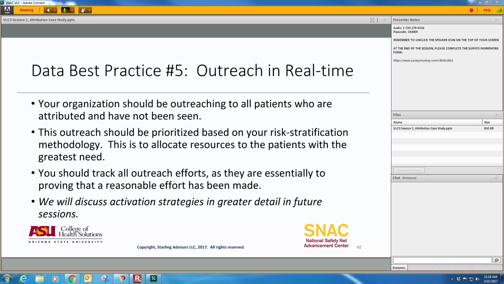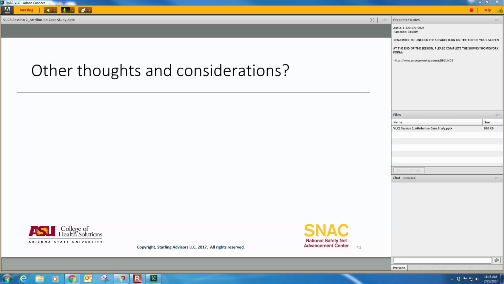needs. You need to track those outreach efforts as they are essential to proving that a reasonable effort has been made. Many times, the only way you can actually get a patient removed from your list is if you demonstrate that you've made various attempts to get them into your practice. But this wasn't meant to be a full discussion of activation strategies, because we are going to be talking about activation in much greater detail in future sessions.